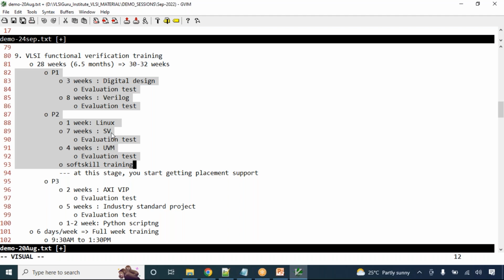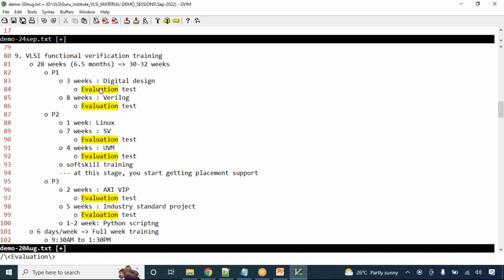Let's say you go to a job, you can now switch from full week training to weekend training. Let's say you haven't got a job, you continue with the training. And during this training, at the end of every topic, we conduct an evaluation test. Almost 6 to 7 evaluation tests are done throughout the course.